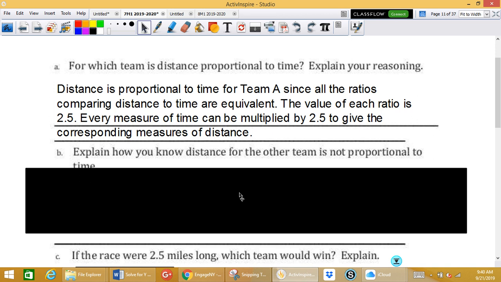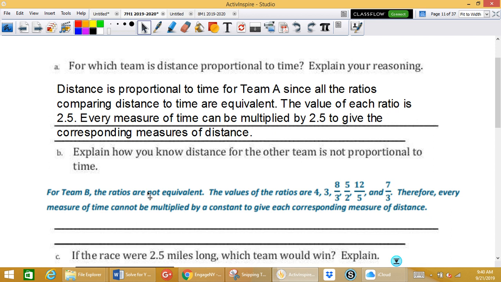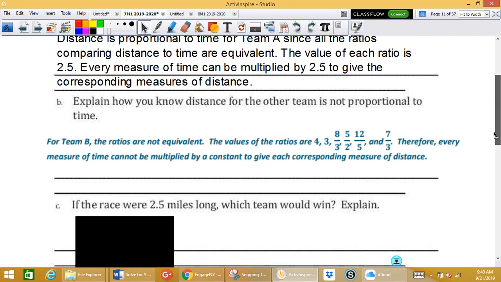Explain how you know distance for the other team is not proportional. For Team B, the ratios are not equivalent. The values of the ratios are 4, 3, 8/3, 5/2, 12/5, and 7/3. Therefore, every measure of time cannot be multiplied by a constant to give the corresponding measure of distance.